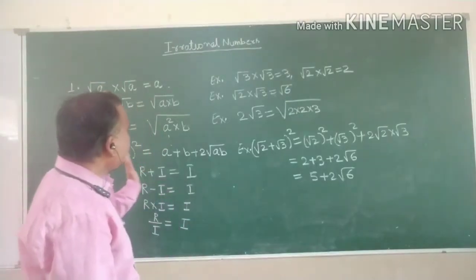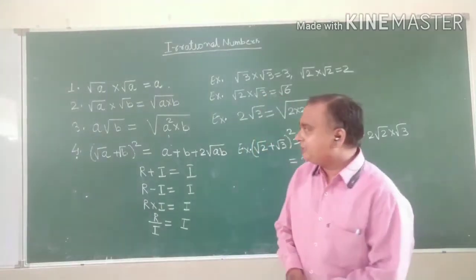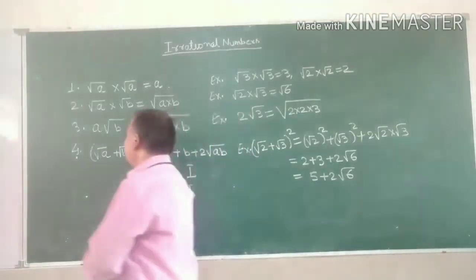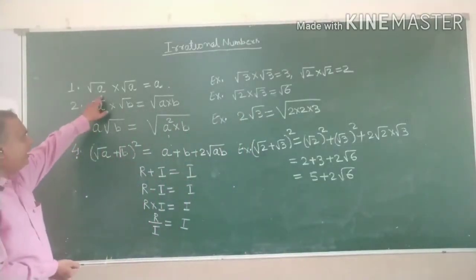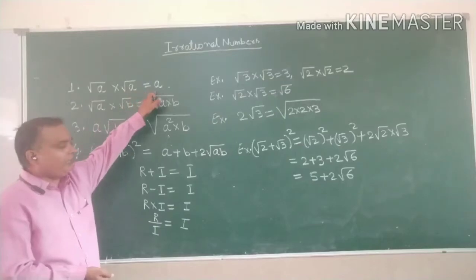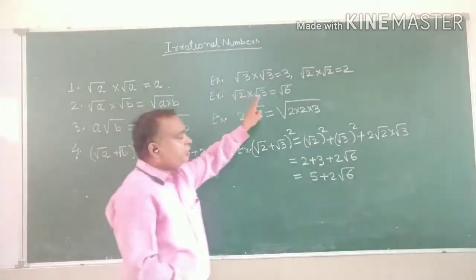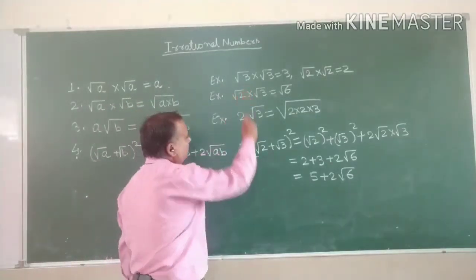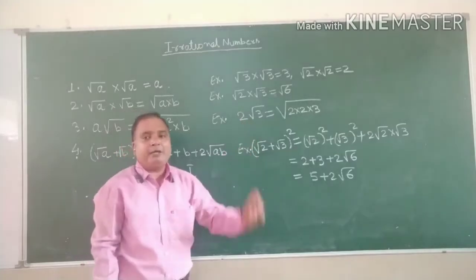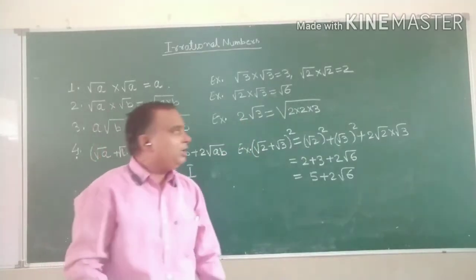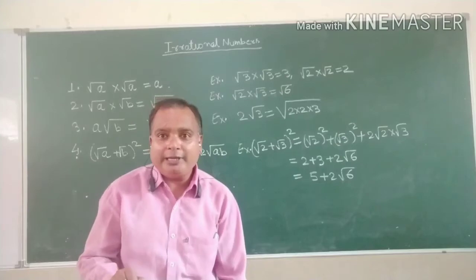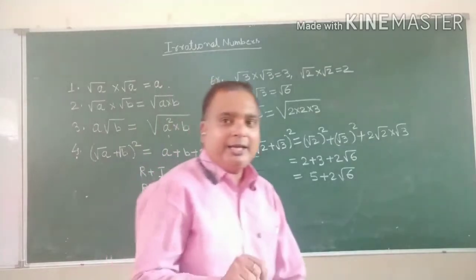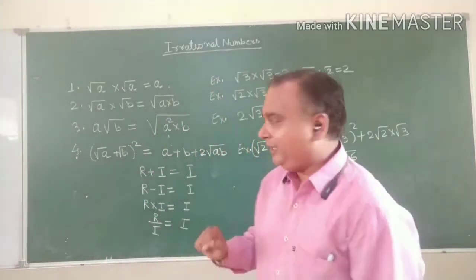Next, some properties of irrational numbers, or we can say how we perform mathematical operations on irrational numbers. The first property is under root a into under root a equal to a. It means if there are two irrational numbers and both are the same, for example root 3, then root 3 multiplied by root 3 will be equal to 3. Or under root 2 into under root 2 is equal to 2. So that is our first property.